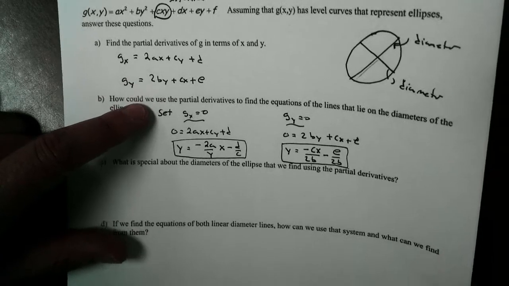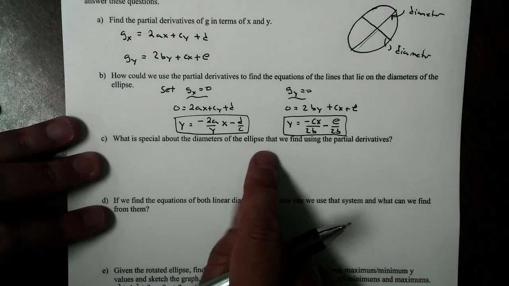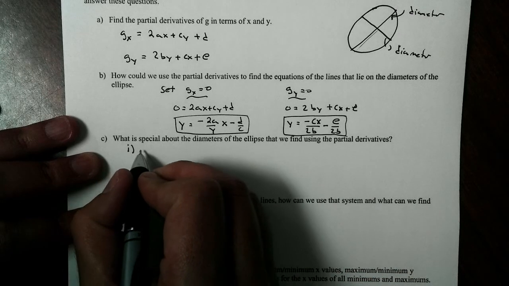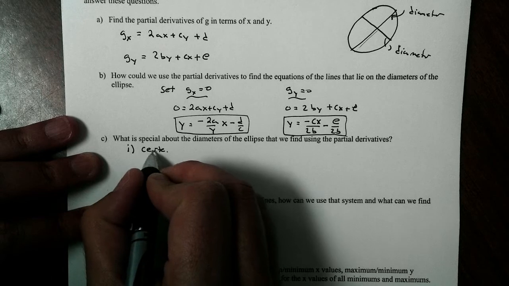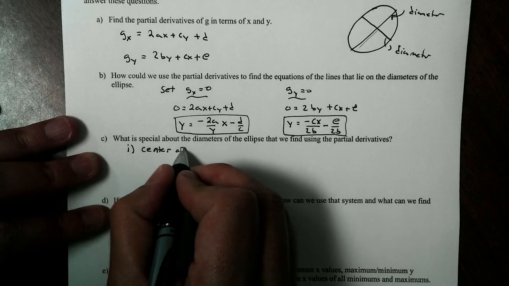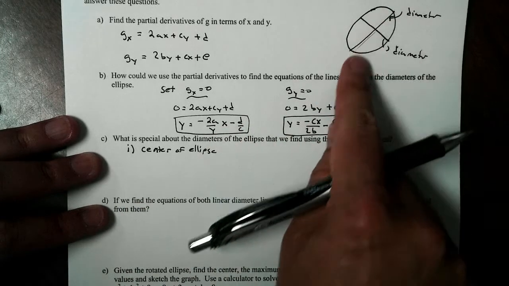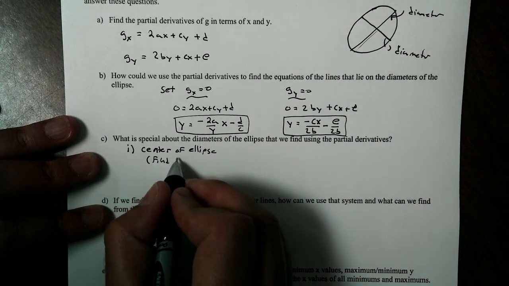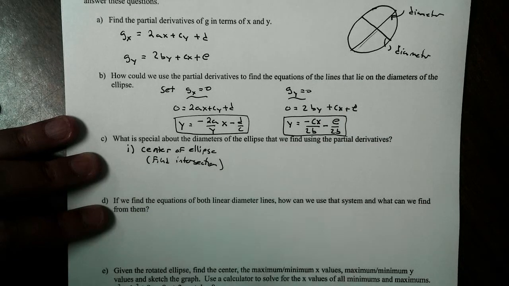All right, so for the next one, ready? Well, what's so special about the diameters? Well, one, the diameters help us find the center of the ellipse. How can we do that? Well, diameters must intersect. We find the intersection. And we'll take a look at an example in a little bit.